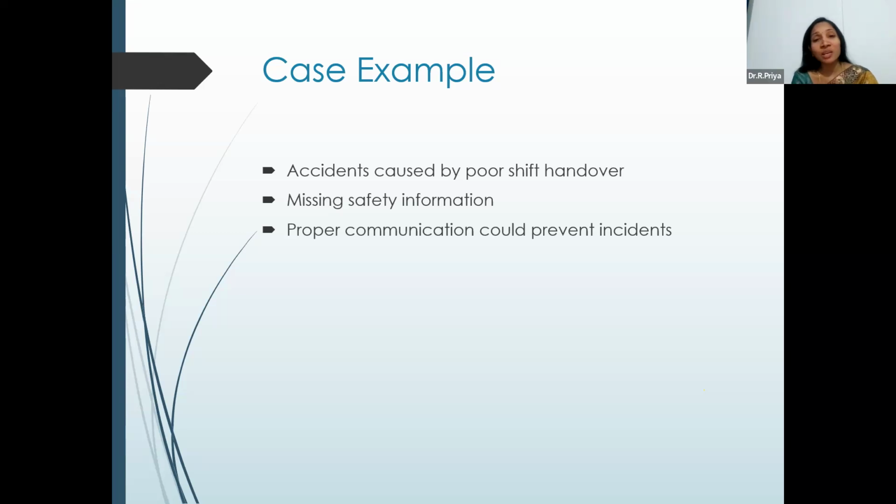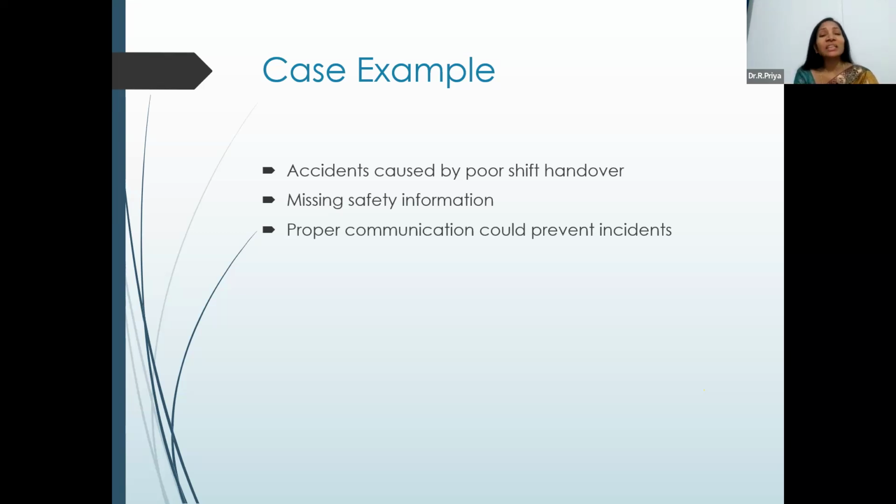Example, in a manufacturing plant, a night shift engineer notices a leakage in pipes but does not communicate it to the incoming morning shift people. So the next team unknowingly continues the production, leading to a major leak or potential injuries. And then there is missing safety information also.